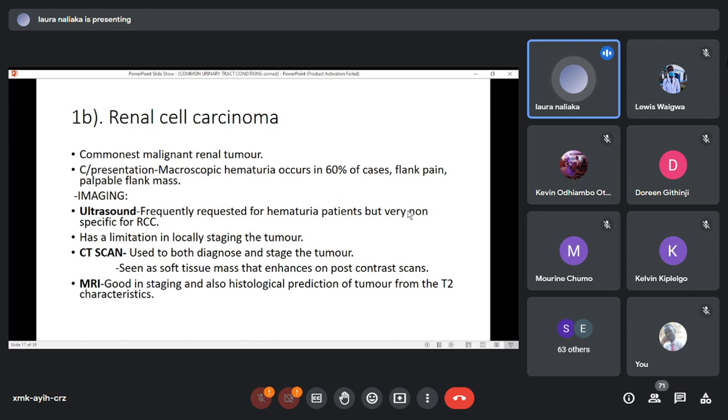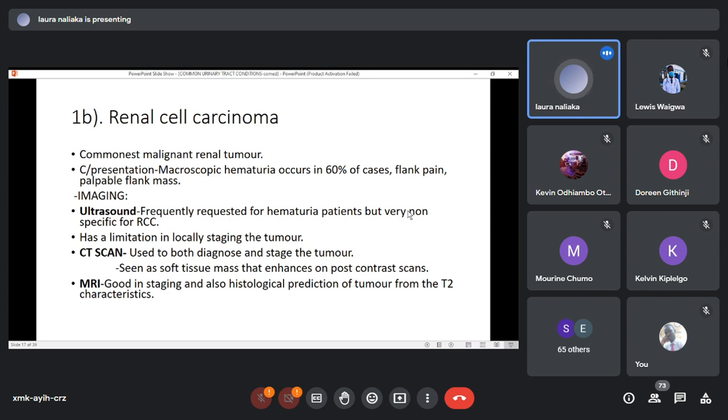MRI is also good for renal cell carcinoma. It's good in staging, which can be done on CT. And the advantage of MRI over CT is that you are able to predict the histological type of the tumor by the fact that the tumor will look a certain way on T2 weighted images. So we just look at the T2 characteristics and you'll be able to predict the histological type of the tumor. That's the only advantage.